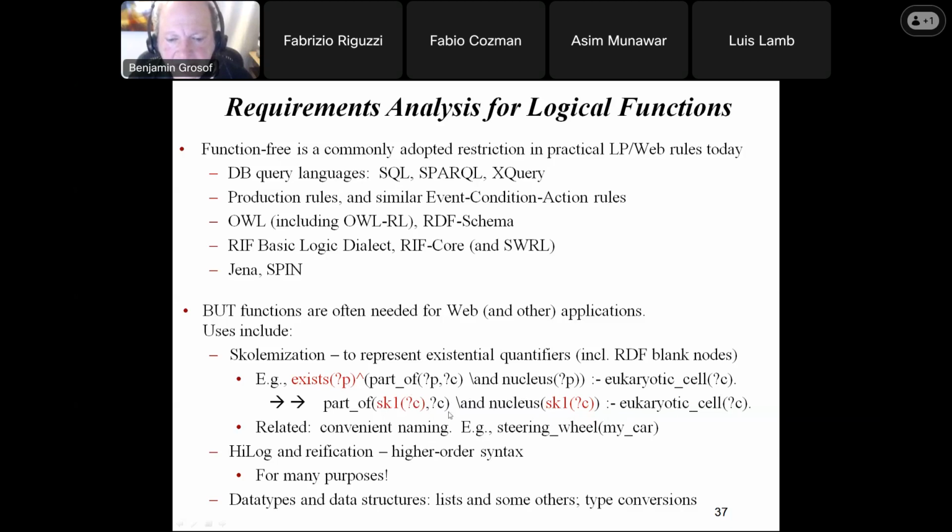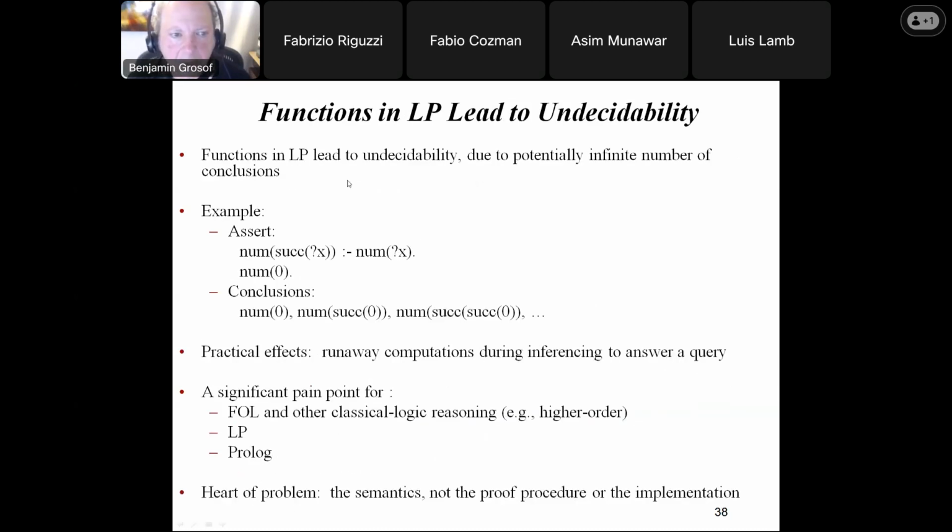And related to this is convenient naming. So for example, to be able to have a named logical function such as steering wheel of, which might be applied to an object as its argument, such as my car. HiLog and reification, that is higher order syntax, also require logical functions for many purposes. We'll see a list of that later. Data types and data structures, some aspects of that to capture their semantics in a technical sense, you actually need logical functions, for example, lists.